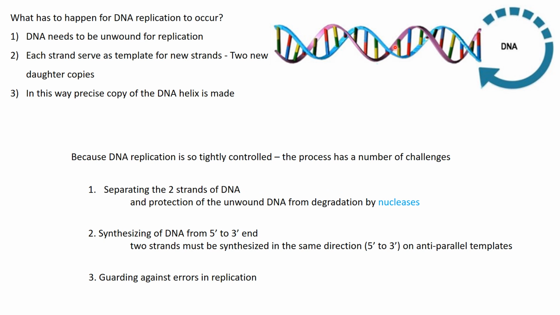DNA replication is very tightly controlled though, and so the process has a number of challenges. The first challenge is separating the two strands of DNA. We know that these bases are bound by hydrogen bonds, and they are complementary and they like to bind together. So the first thing that has to happen is these two strands have to unwind, and then we have to protect the unwound DNA from degradation.